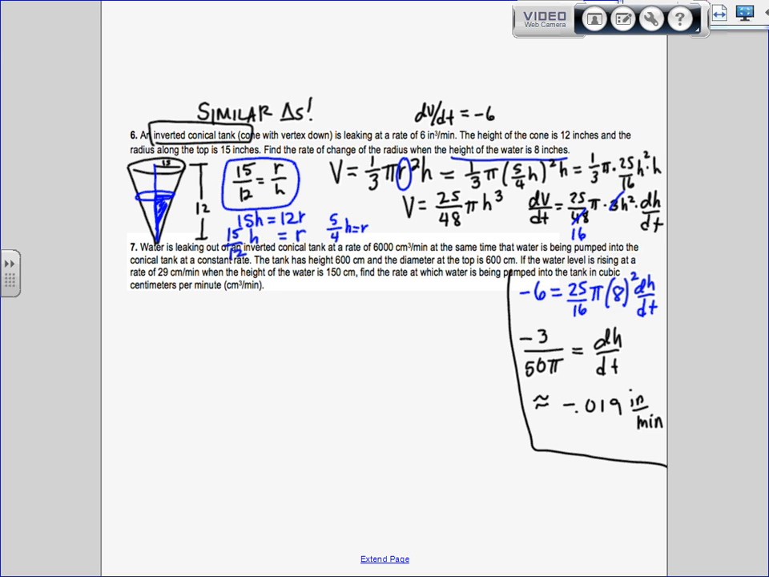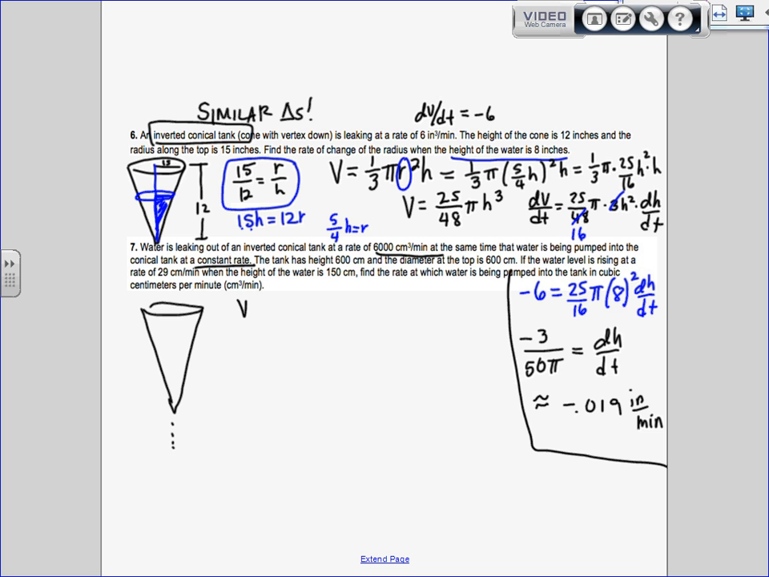All right, so water is leaking out of an inverted conical tank at a rate of 6,000 cubic centimeters per minute. So we have our inverted tank again, so we're probably going to use similar triangles again. It's leaking out at this rate at the same time that water is being pumped in at a constant rate. So we have some coming out and some coming in.